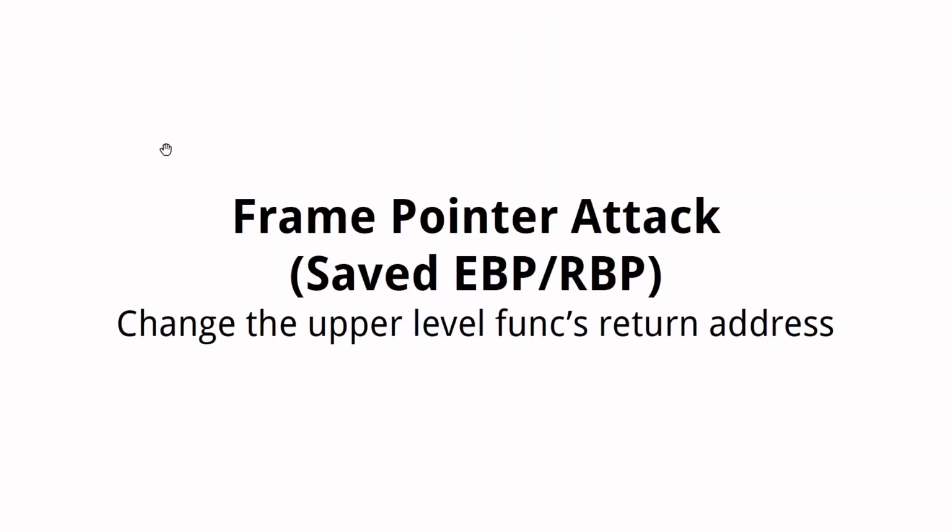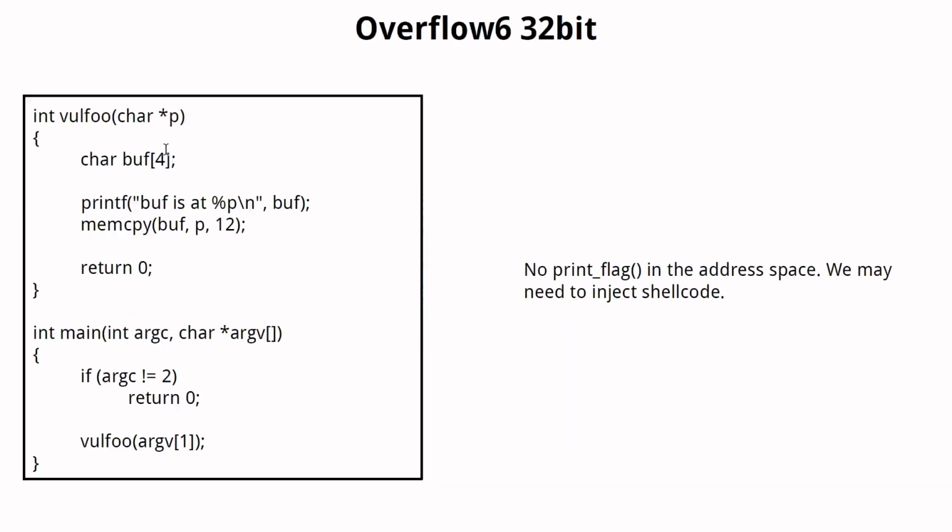Okay, so today we will move forward. We will talk about something we call frame pointer attack. Basically, we do not overwrite the return address of the current function on the stack directly. We overwrite the saved EBP or RBP address, which we have been ignoring so far. By doing this, we are changing the upper level function's return address.